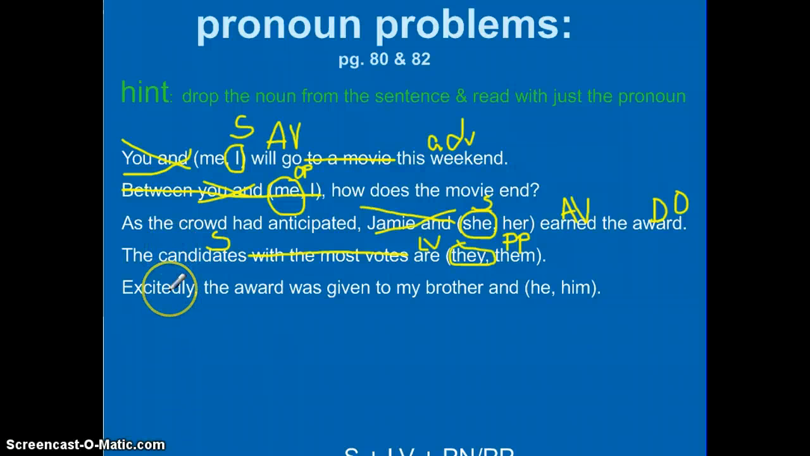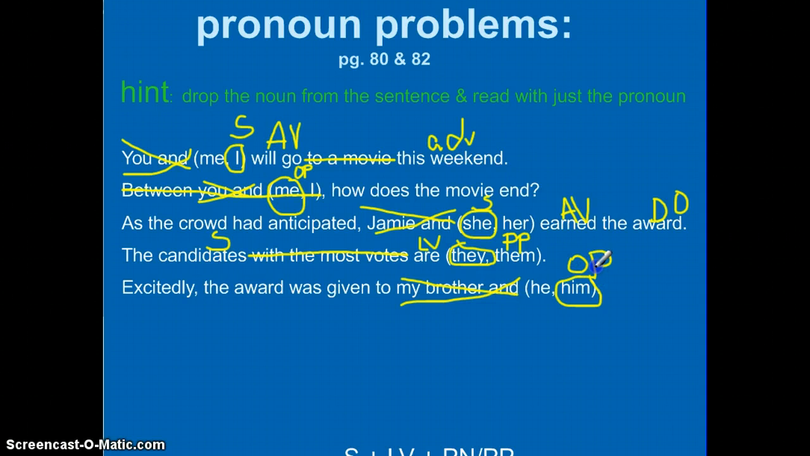Okay, and then down to the last one. Excitedly, the award was given to my brother and he or him. Get rid of my brother. We jokingly said that sometimes we might like to do that. Well, here's your only chance that you can. To my brother, get rid of it, and say the award was given to he or the award was given to him. And it has to be him, and it's doing the object of a preposition.